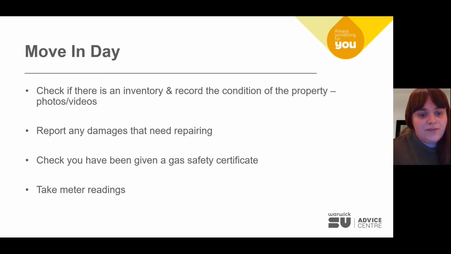You should also be given a gas safety certificate and an energy performance certificate, so make sure you are given those by your landlord or letting agent. If you are in a tenancy where you have to arrange your own utility bills and your utility bills aren't included in your rent, we also encourage you to take meter readings because you will need to provide this to your utility supplier to get that process started.